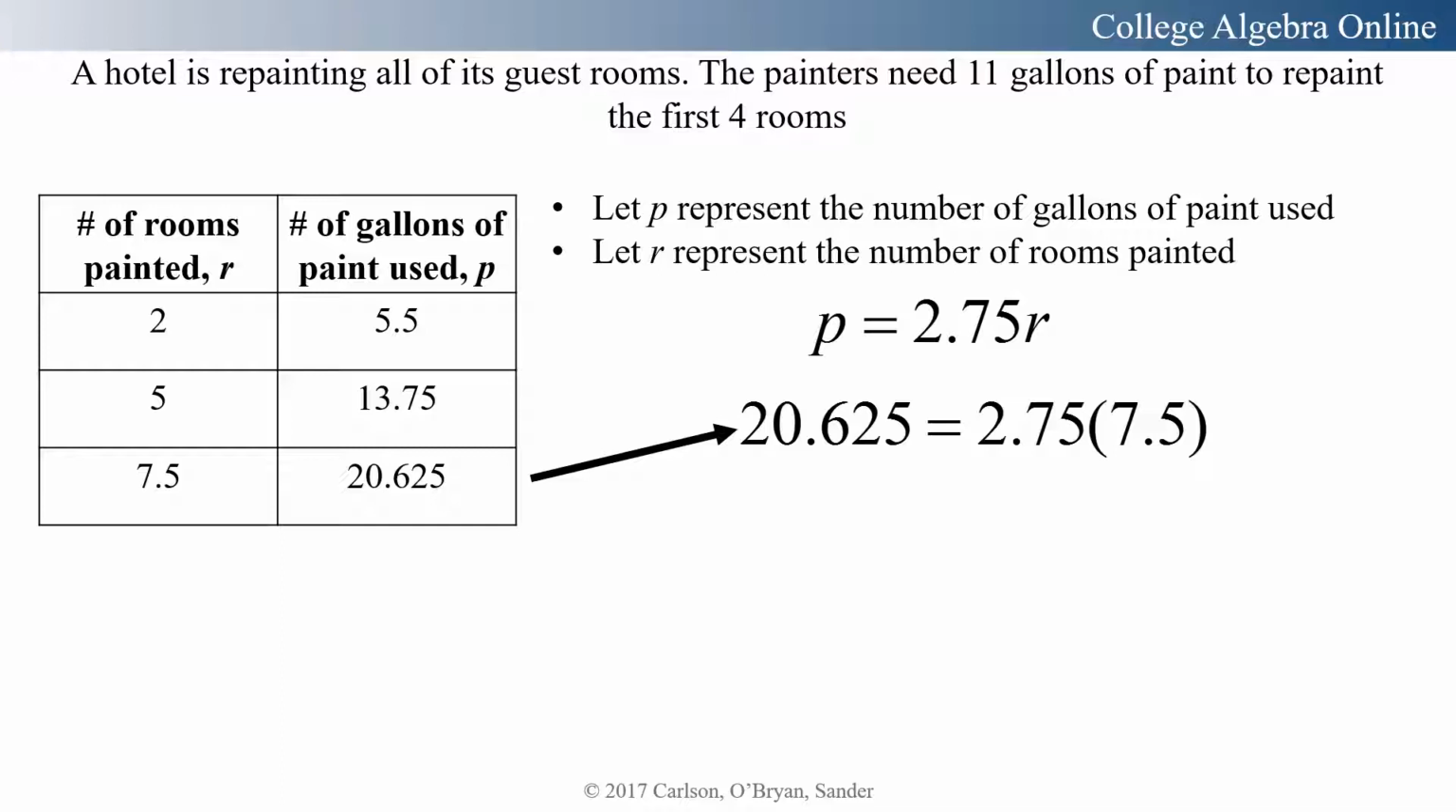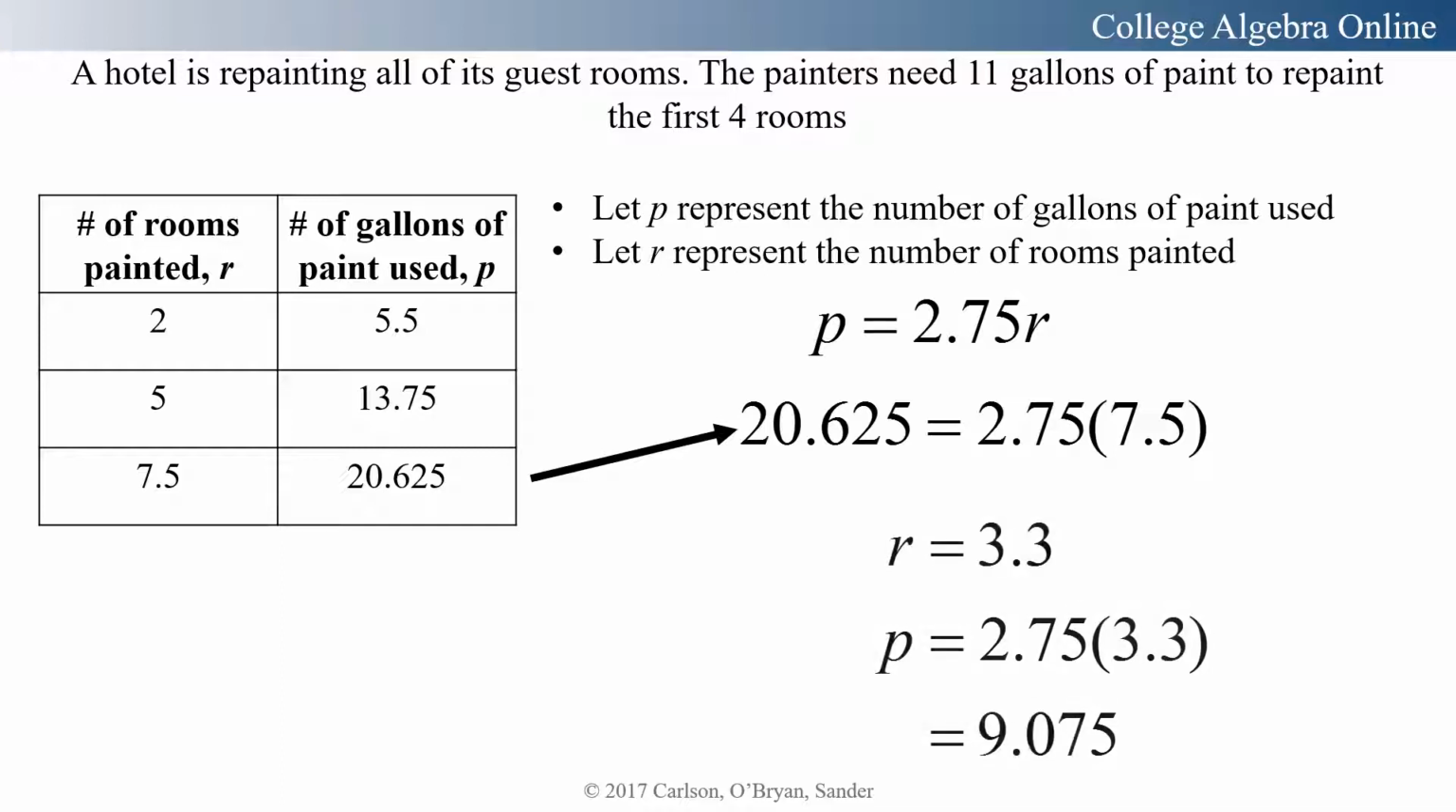On the other hand, if R equals 3.3, then P equals 2.75 times 3.3, which equals 9.075. So the pair (3.3, 9.075) could be added to the table.